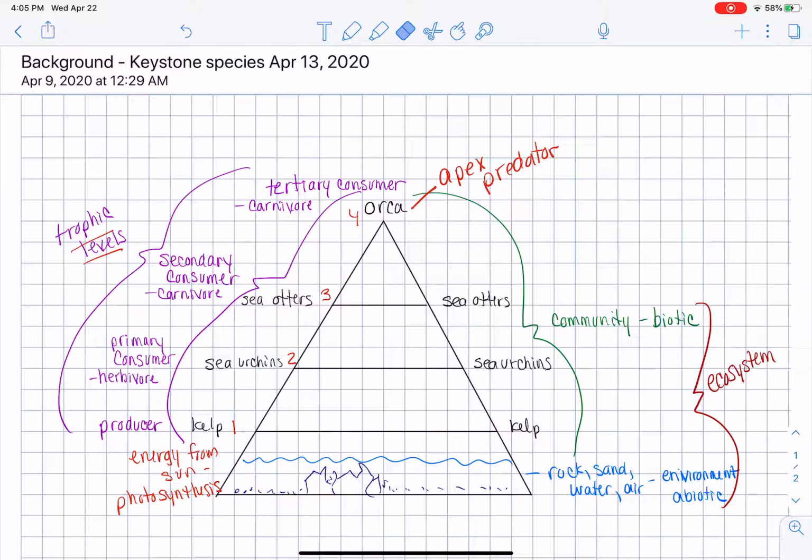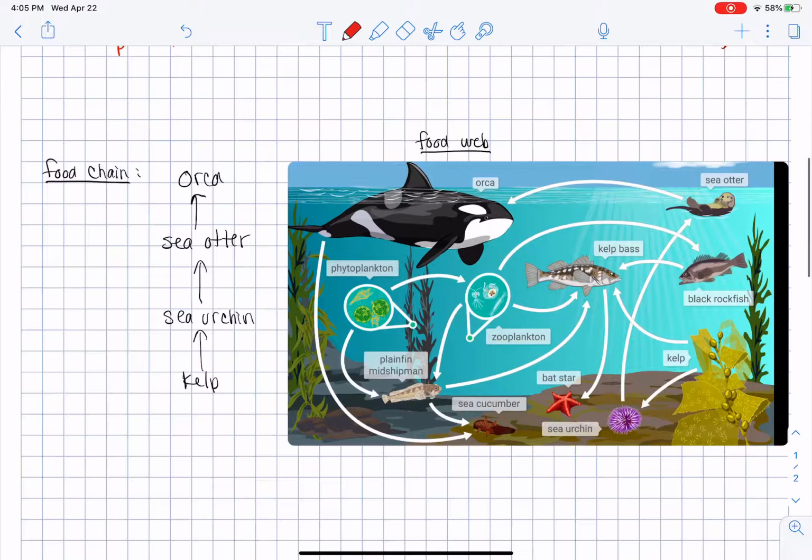The sea otters then will eat the sea urchins, and again, some of that energy is lost. Some of that energy is lost in each of those places to the environment and into other things. So the energy starts at the bottom and flows upward until it reaches the orcas, and the orcas, being the apex or top level predator, don't give that energy to anything else.